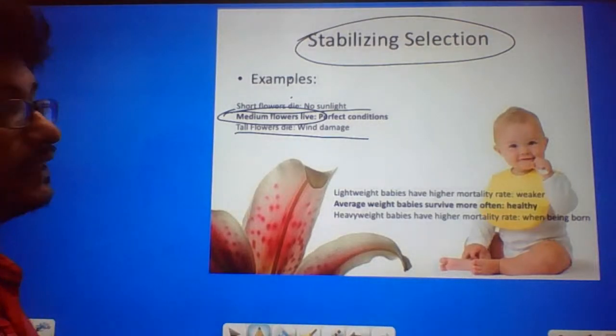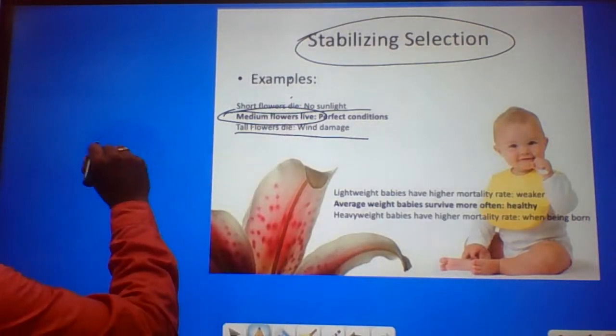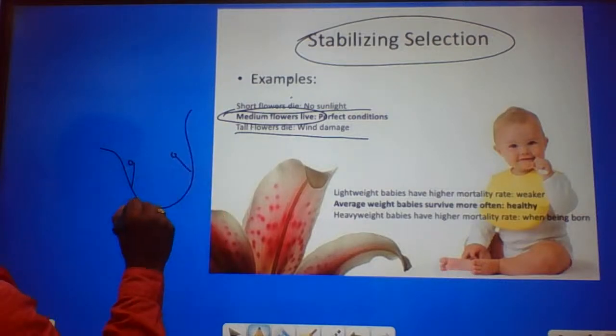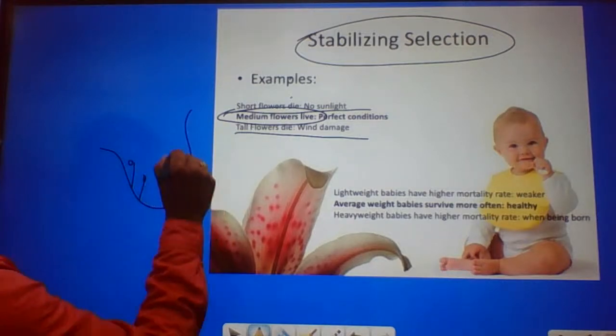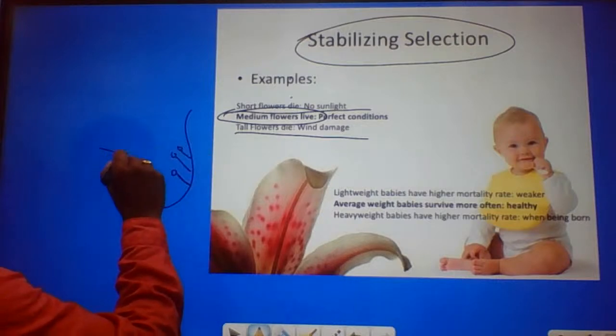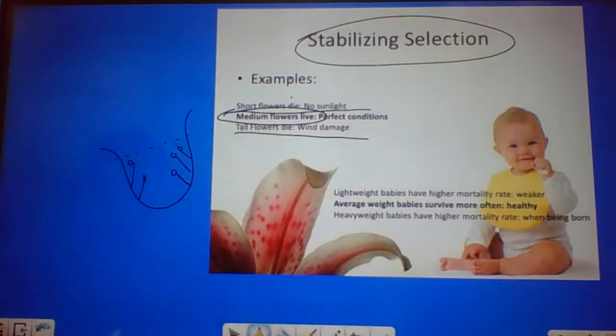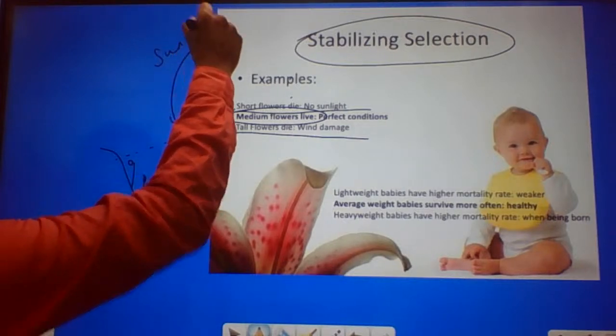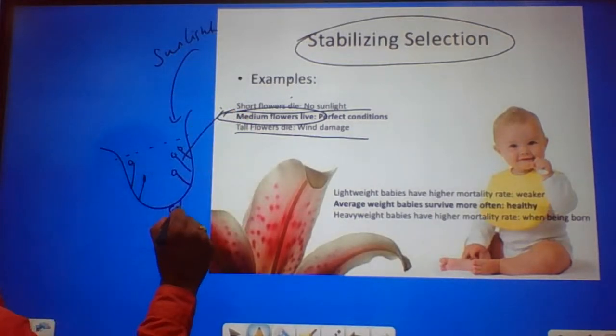In day-to-day life, you could see these conditions also. If you take flowers that are very short and deeply buried, for example these small, maybe staminate flowers, the sunlight could not penetrate inside. Because of this, the short flowers may die.